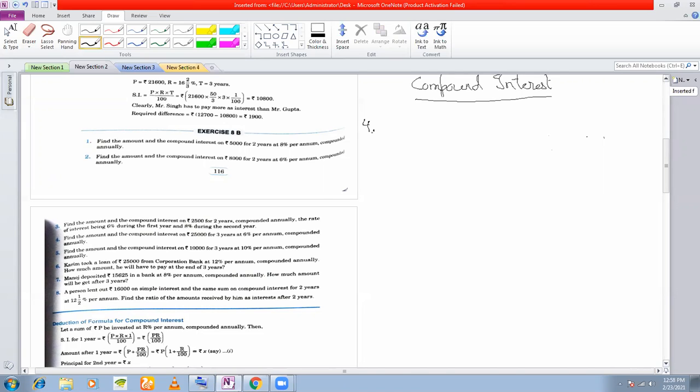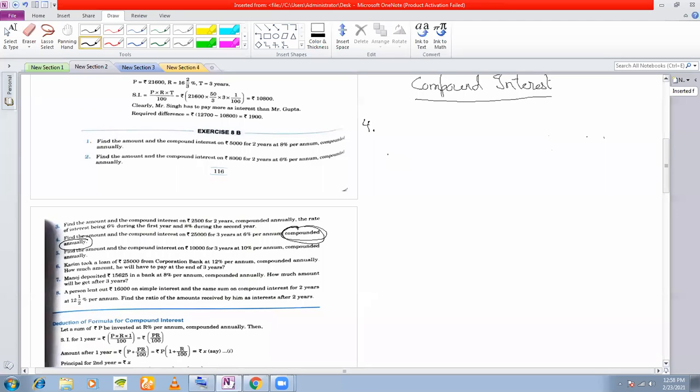Find the amount and compound interest on 25,000 for 3 years at 6% per annum compounded annually. Okay. Now remember, compounded annually. This last sentence that you have here, compounded annually, is very important. We shall see how important this is in the next exercise. But for the time being, remember that compounded annually, compounded semi-annually and compounded quarterly are different phrases that we'll come across. So always keep an eye on this, compounded annually or quarterly or half yearly.